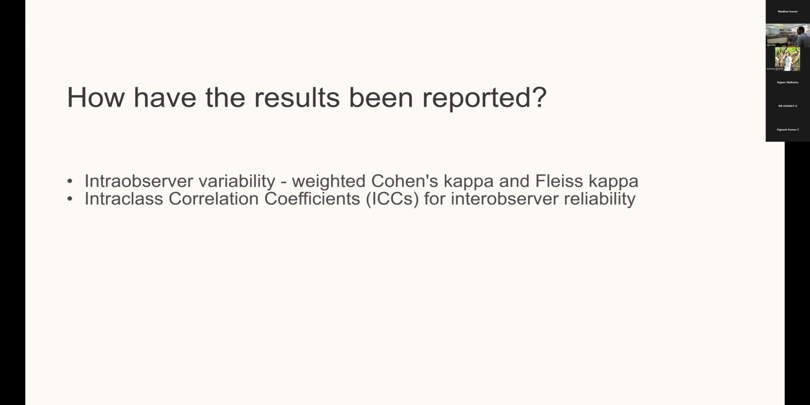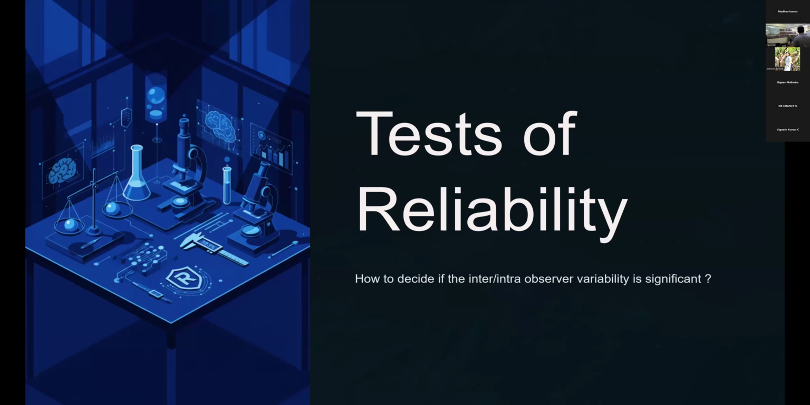So how have the results been reported? Results have been reported using intra-observer variability with the weighted Cohen's kappa and the Fleiss kappa, and the intra-class correlation coefficients for inter-observer variability. Now, how do we interpret these findings? How do we interpret these tests?